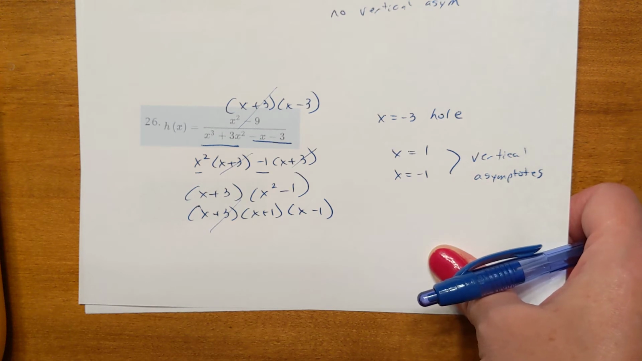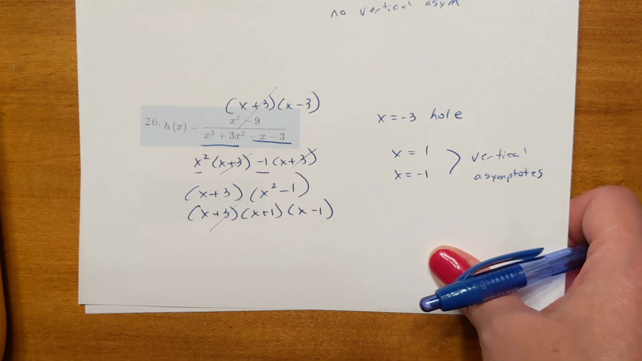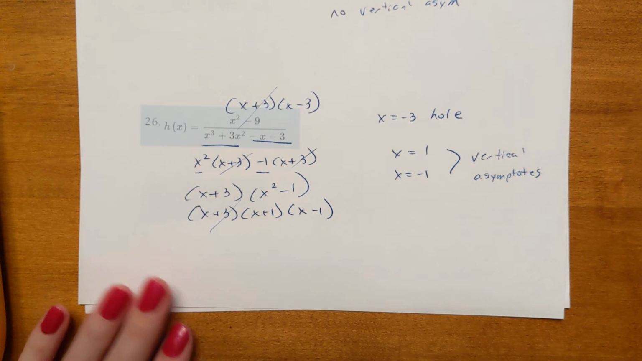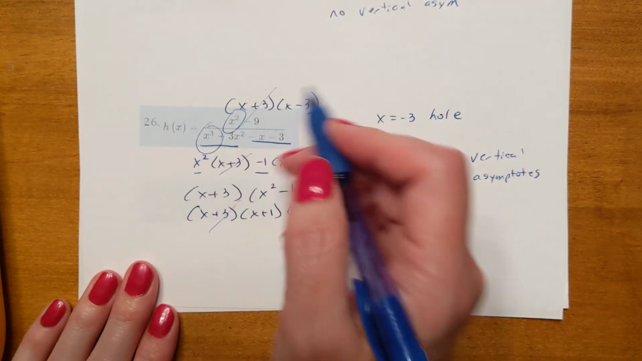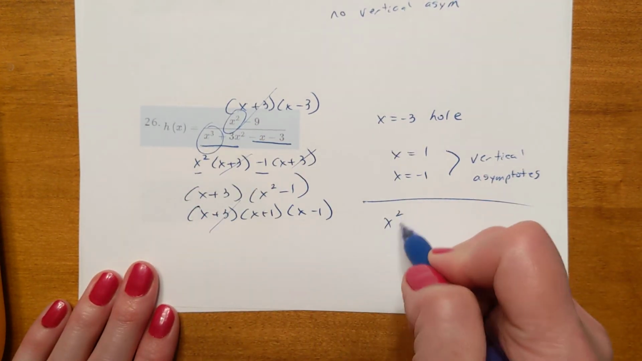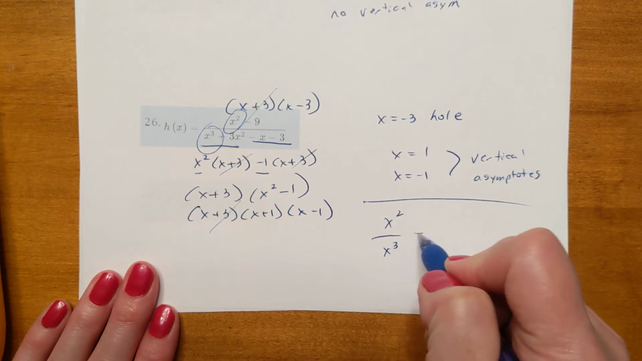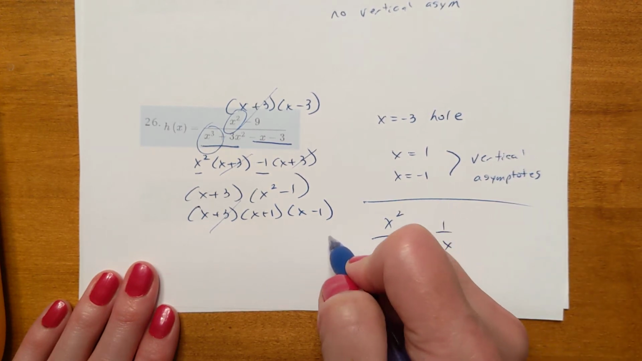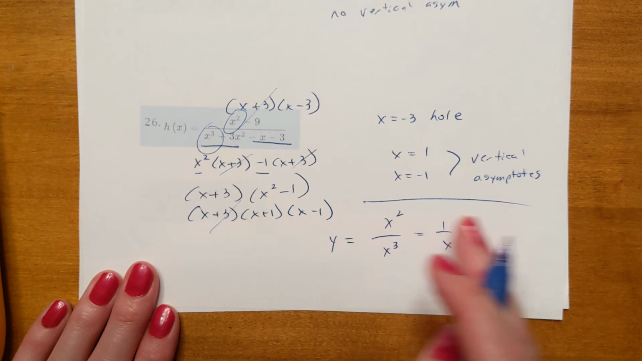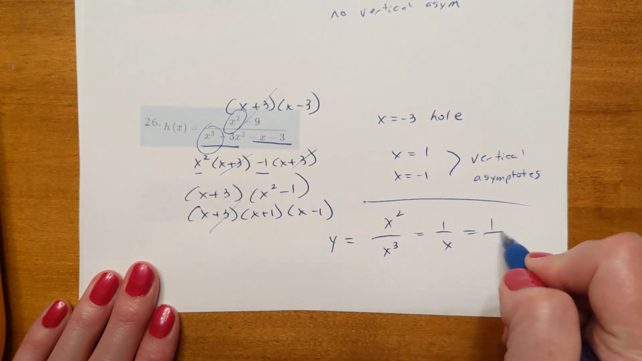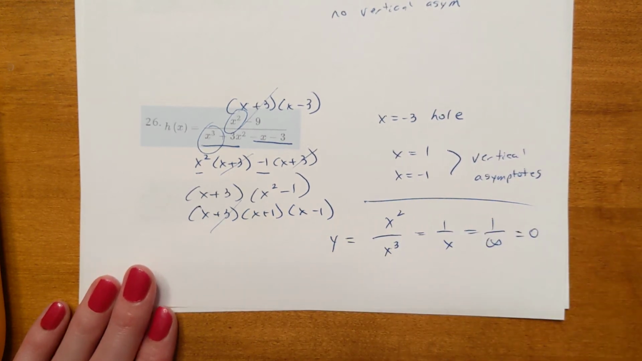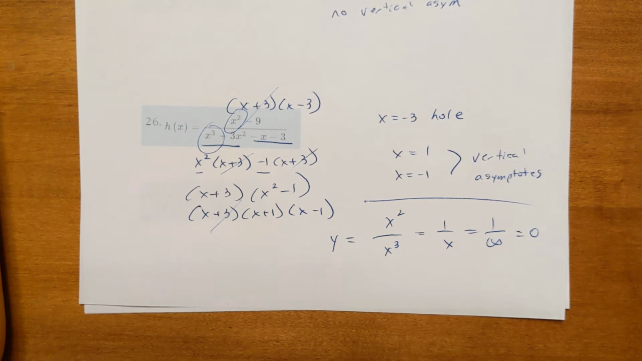And then if you wanted to overachieve on it, we could talk about the horizontal asymptotes. Remember, you look at the highest power on the top and the bottom. The highest power on the top is x squared, and on the bottom x cubed, so that makes 1 over x. So y equals, as x goes to infinity, 1 over infinity, which is 0. So y equals 0 would be the horizontal asymptote.